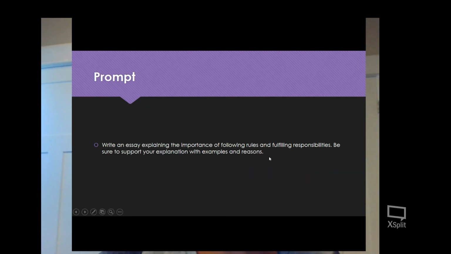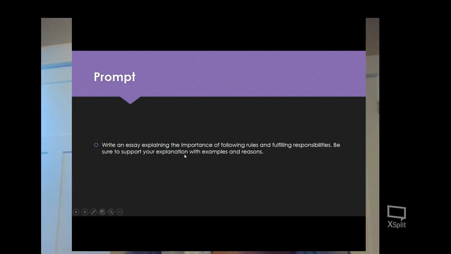Now this is the prompt, and it's asking you to write an essay, or in this case, just the start of a paragraph is what I'm going to show you. Write an essay explaining the importance of following rules and fulfilling responsibilities. Be sure to support your explanation with examples and reasons. Now, TAPEC is going to help you here. Why? Because it's already including everything. You've got your assertion and your proof, and you're explaining why. So you're including your explanation, examples, and your reasoning for all of it.